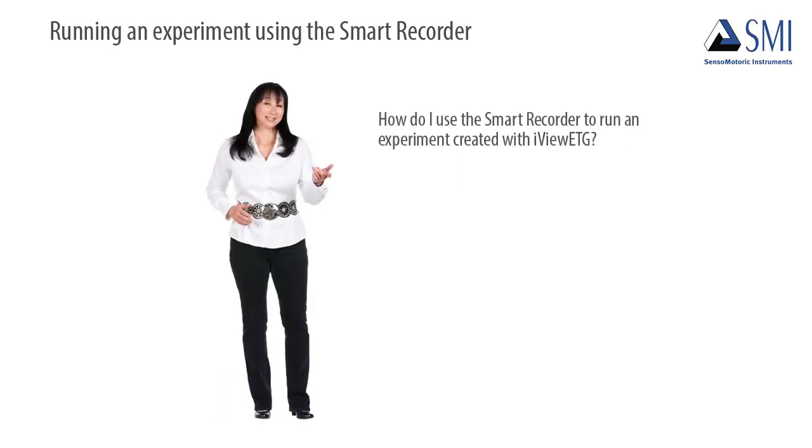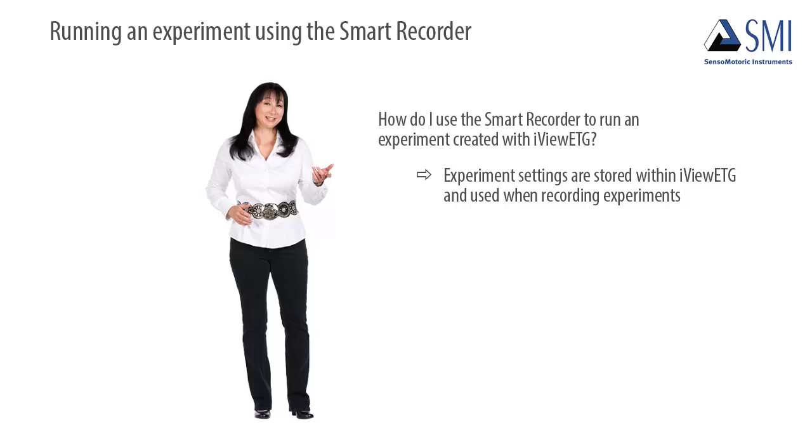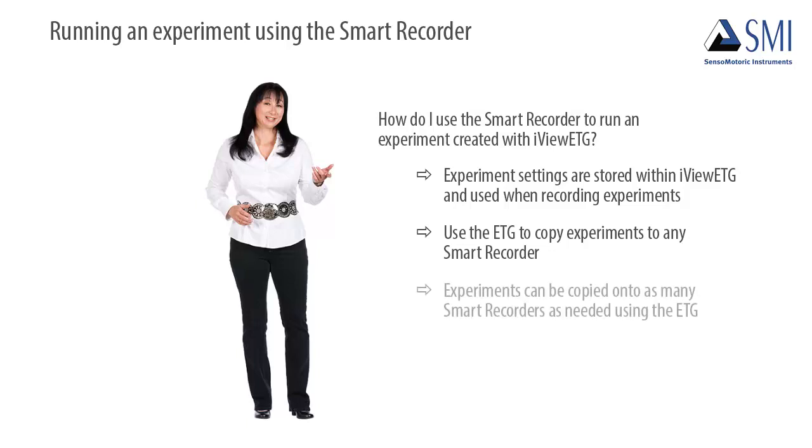So how do I use the SmartRecorder to run an experiment created using iViewETG? Experiment settings are stored within iViewETG to use as default settings when recording experiments. Experiments are copied to the SmartRecorder using the ETG device. You can copy experiments from the ETG to as many SmartRecorders as needed.